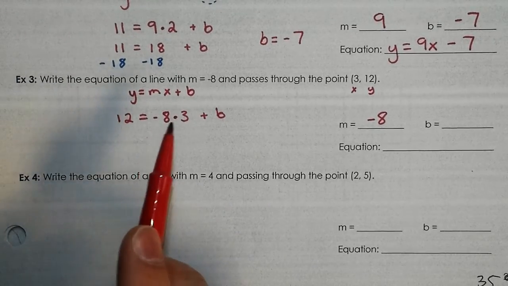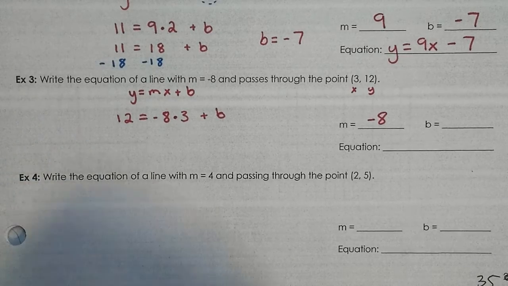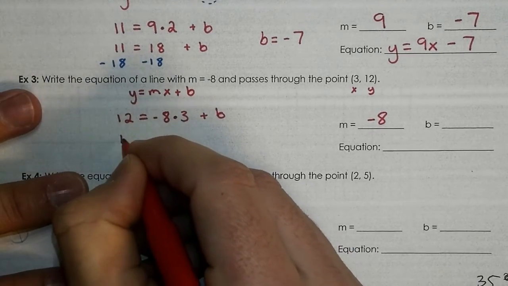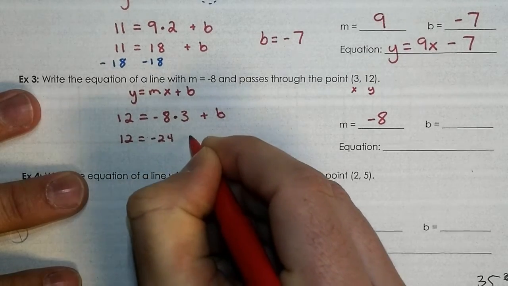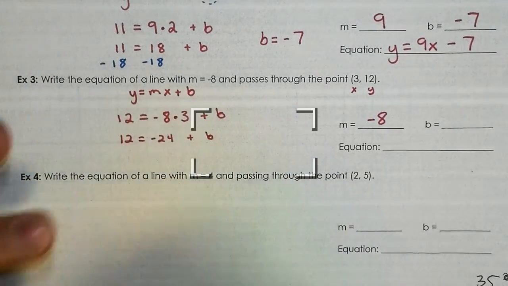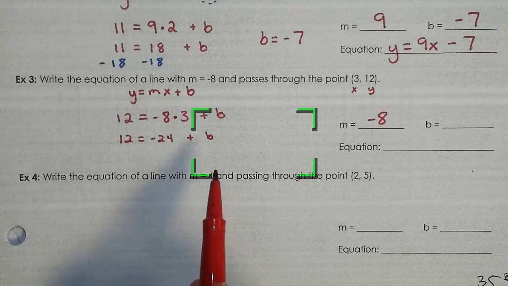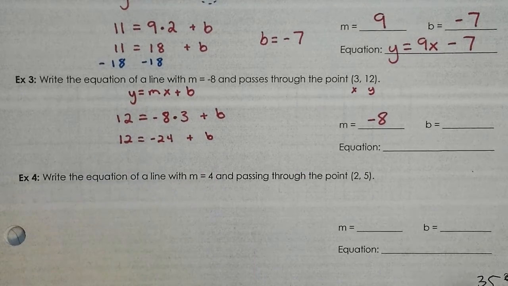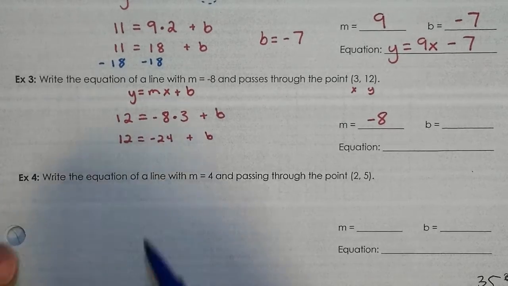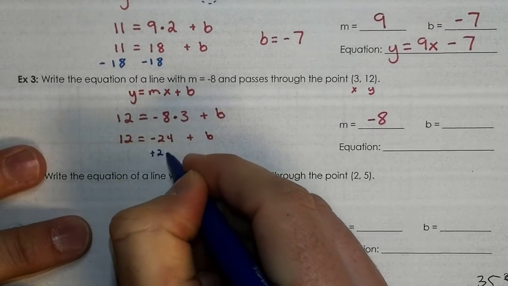Yeah, so negative 8 times 3 is negative 24. So the 12 comes down, equals negative 24 plus b. All right, well, now this is a one-step equation. How do I get rid of that negative 24? Add 24 to both sides. Lovely.